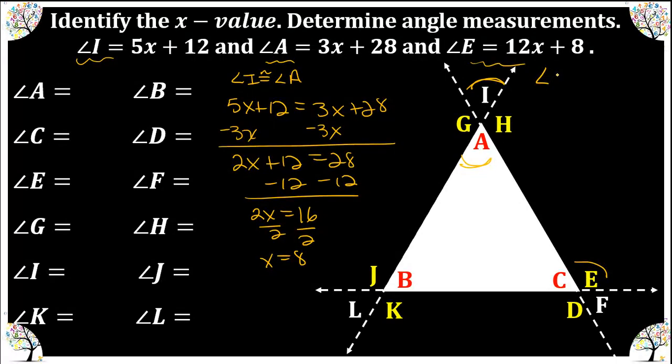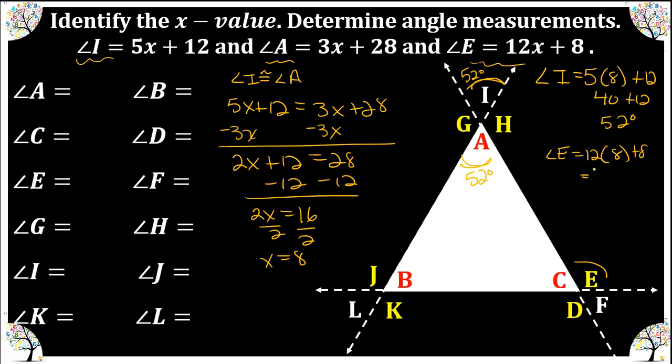So let's get angle, we can just do angle, either one, it does not matter. So angle I is going to be 5 times 8 plus 12. So we get 40 plus 12, which is 52. So A is 52 degrees and I is 52 degrees. Okay, let's go ahead and get angle E by plugging in. So angle E is going to be 12 times 8 plus 8. So angle E, 12 times 8, that is, I believe, 96 plus 8. So angle E is going to be 104.